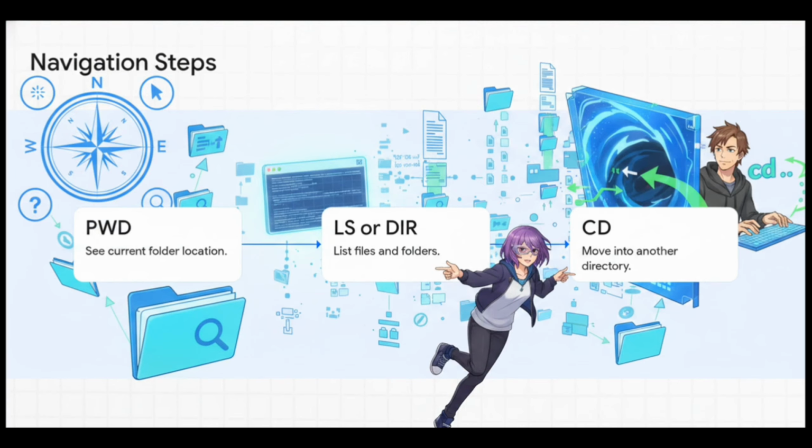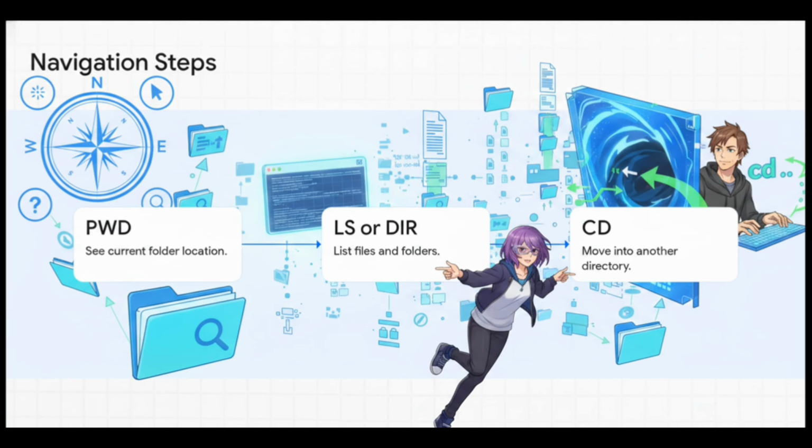Think of these 3 steps as your ultimate command line compass. Step 1. Type PWD. That stands for Present Working Directory. It instantly prints out your current folder location so you know exactly where you're sitting in the system. Step 2. Once you know where you are, you naturally want to look around, right? So type LS on a Mac or Linux machine or DIR if you're on Windows. This lists out all the files and folders sitting in your current directory.